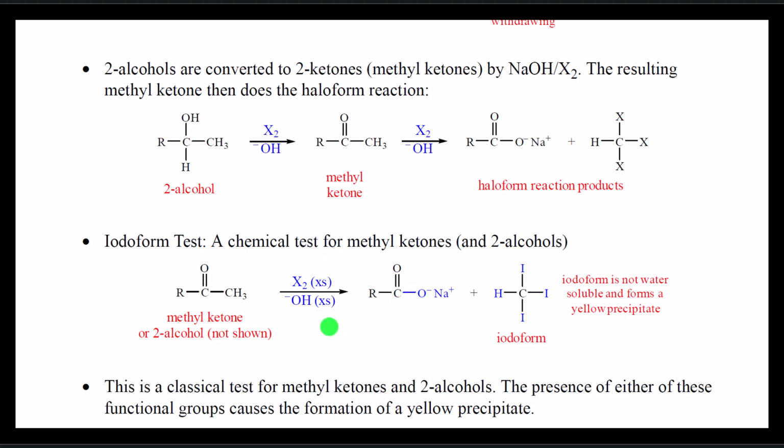This reaction is run in water, aqueous solvent. It turns out that iodoform is not water soluble and it forms a yellow solid precipitate. So we can use this as a chemical test because if we take our unknown molecule and mix it with the haloform reagents and we get a yellow precipitate, we can conclude that our unknown molecule was either a methyl ketone or a 2-alcohol.